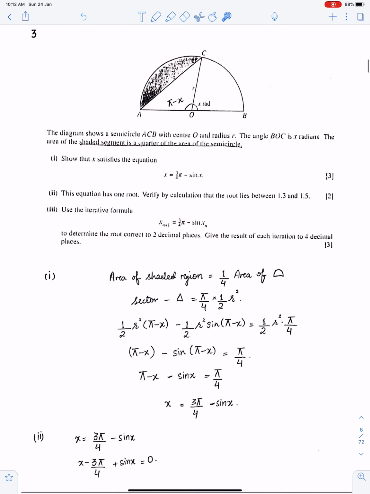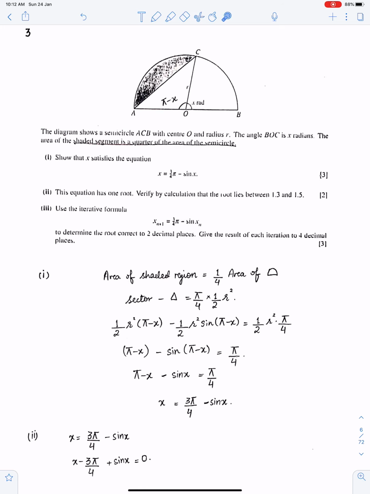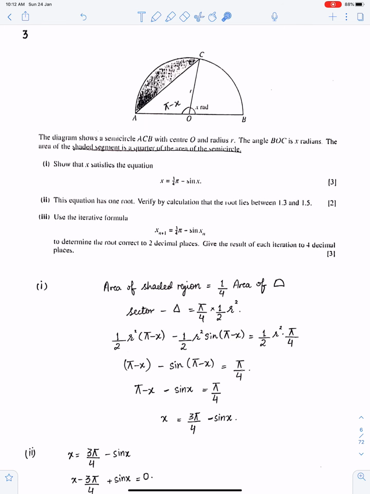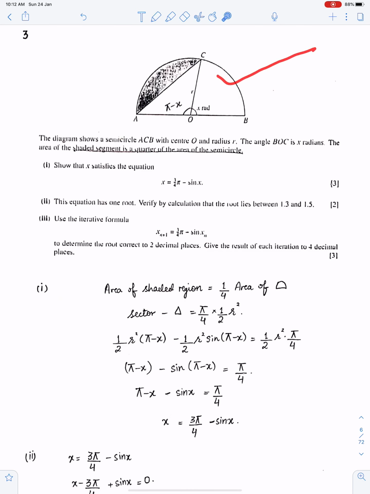Question number 3. The first part is a type 7 question. This diagram is given and this information is given. The area of the shaded segment, this area, is a quarter of the area of the semicircle. So this area is the area of sector minus area of triangle. Sector minus triangle. And this is 1/4 of the area of the semicircle. So quarter means 1/4 and the area of the semicircle is pi r square upon 2.